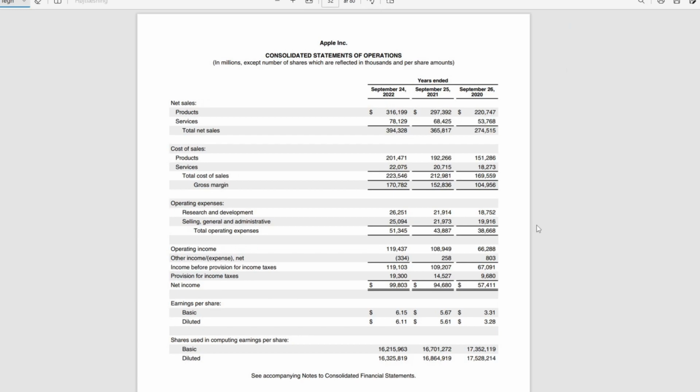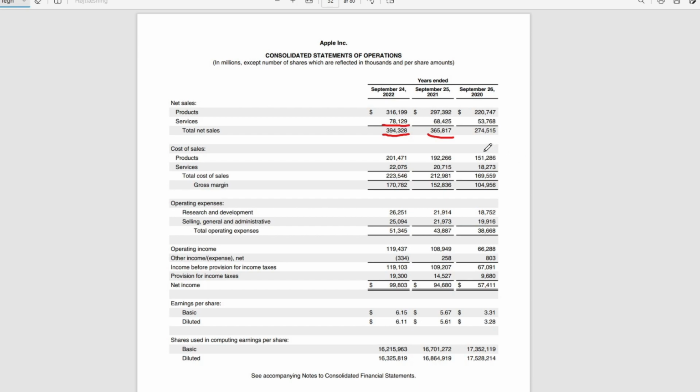Now that you understand the components of an income statement, let's take a look at how to read Apple's income statement for the fiscal year of 2022. First, let's take a look at the revenue section. Apple's total revenue for 2022 was $394 billion, up from $365 billion in 2021. This is a significant increase, which is largely due to the popularity of the new iPhone 13 and the growth of Apple's service business.